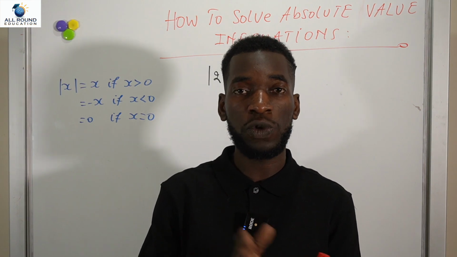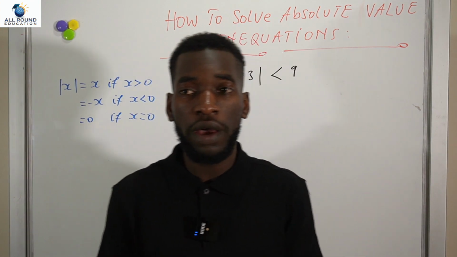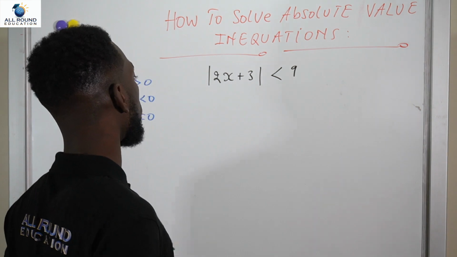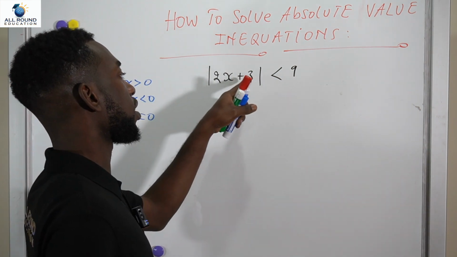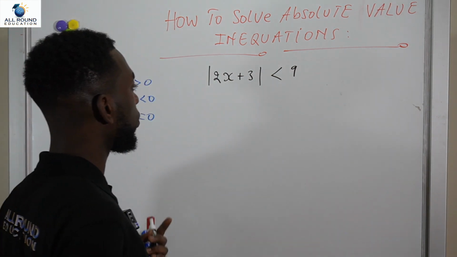How do you solve absolute value inequations? It's a very important and very interesting topic. So let's get started. In the first example, we've got the absolute value of 2x plus 3 is less than 9. So now how do we get started?